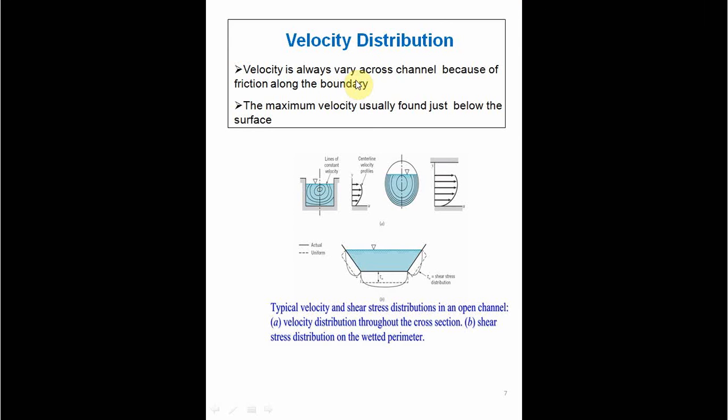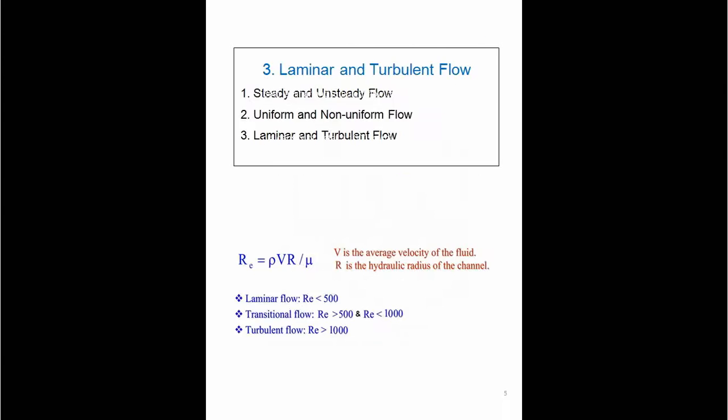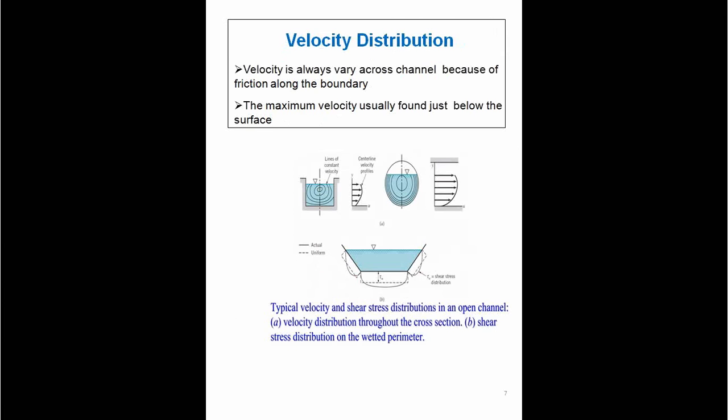Velocity always varies across the channel because of friction along the boundary. The maximum velocity is usually found just below the surface of the water or at the bottom. Okay, so this is the figure of velocity in a rectangular channel, showing how the velocity will be distributed.